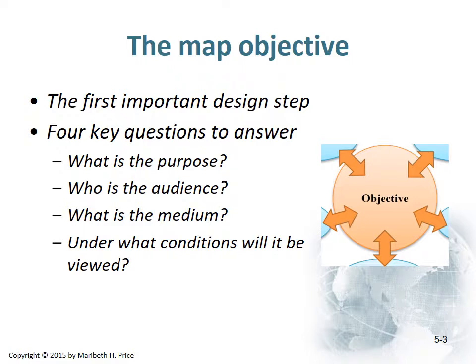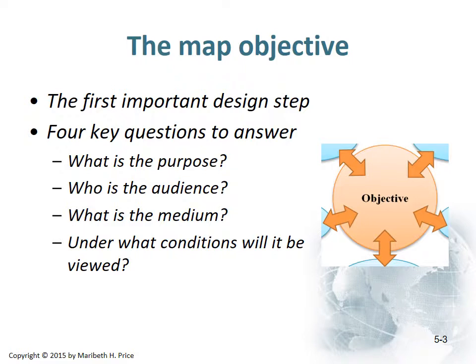So Price is giving us these four things to think about, four key questions. What's the purpose? Why are we doing the map in the first place? Who's the audience? Who's actually going to be viewing the map and therefore needing to understand it, needing to interpret it? Do they have any special needs? Do they have any special desires? Those types of things.